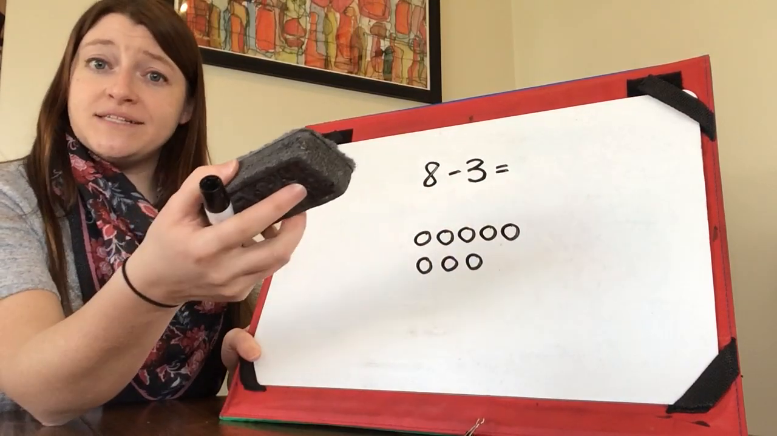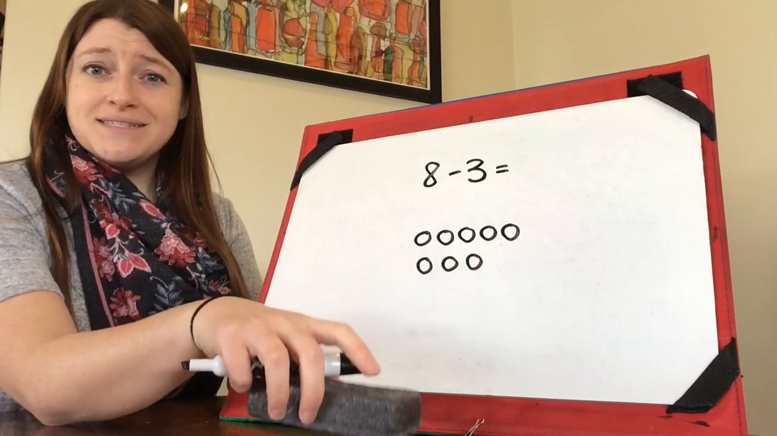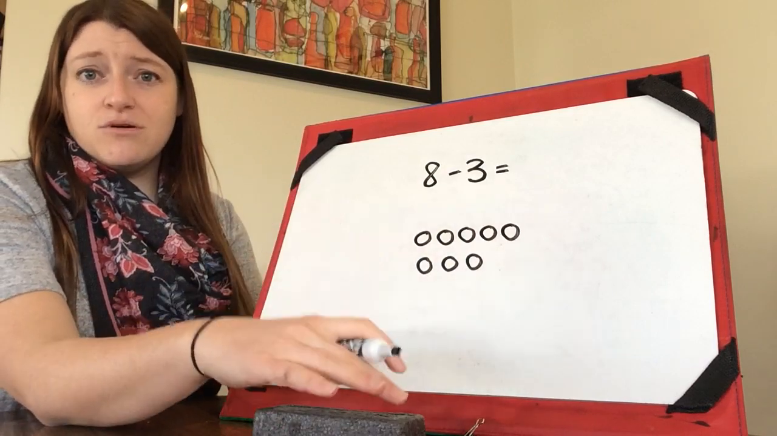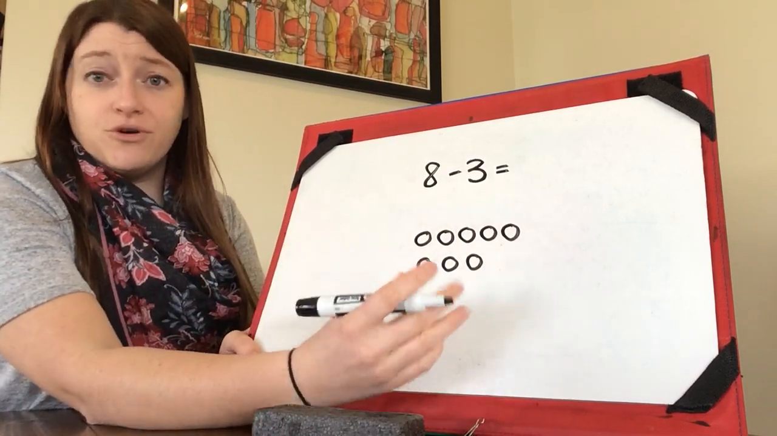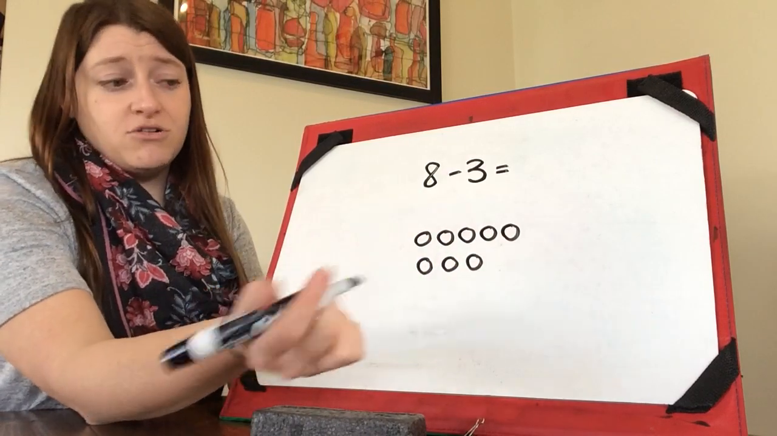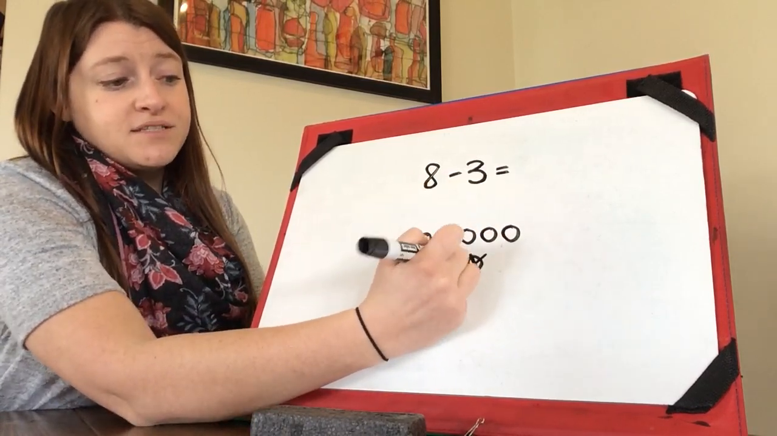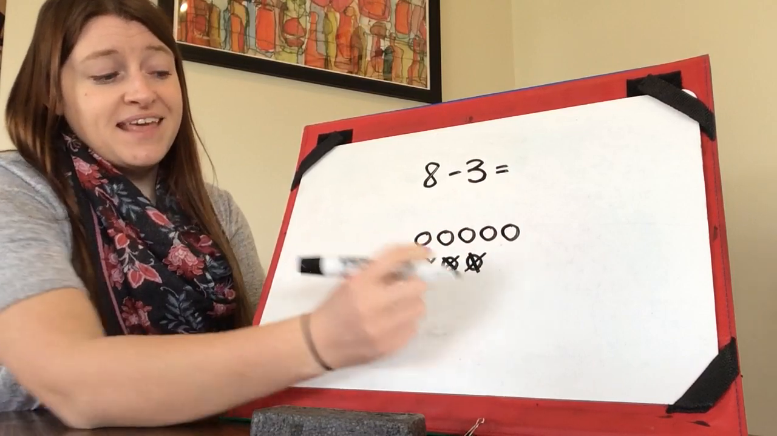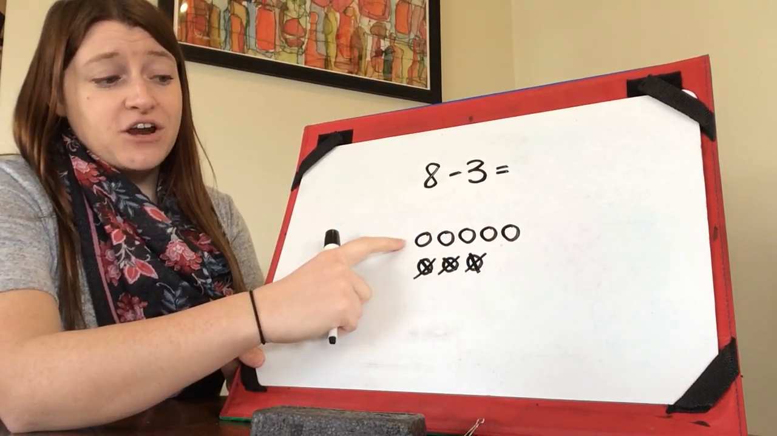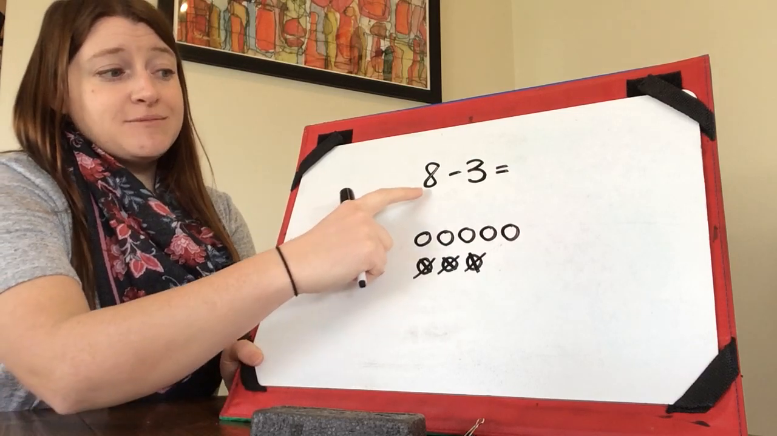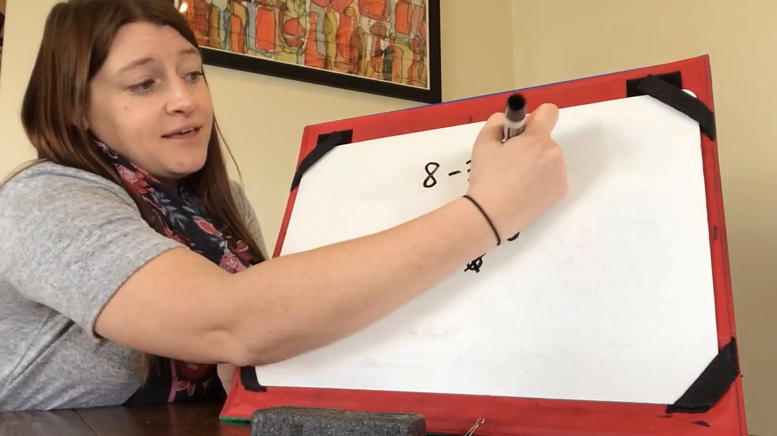Again, I could use my eraser right now, but when I practice with pencil and paper, it's a lot trickier to erase and it takes more time. So you can either erase right now if you want, or you can practice crossing off to take away 3 dots. 1, 2, 3. I have 5 dots left that are not crossed off, so that tells me that 8 minus 3 equals 5.